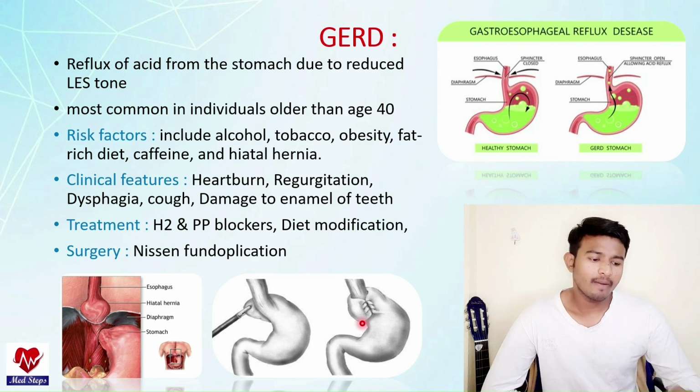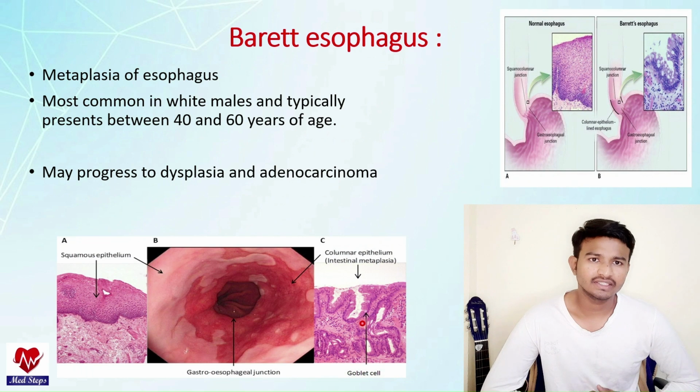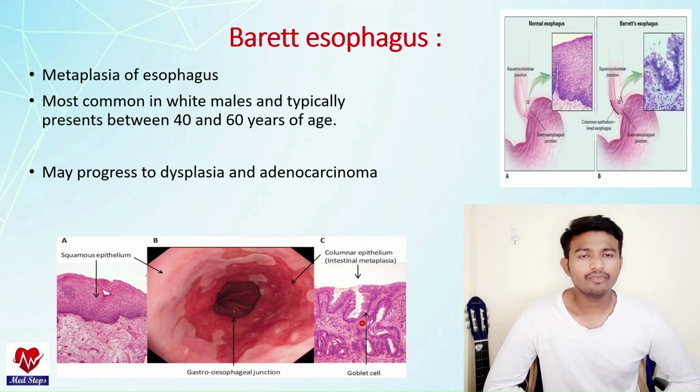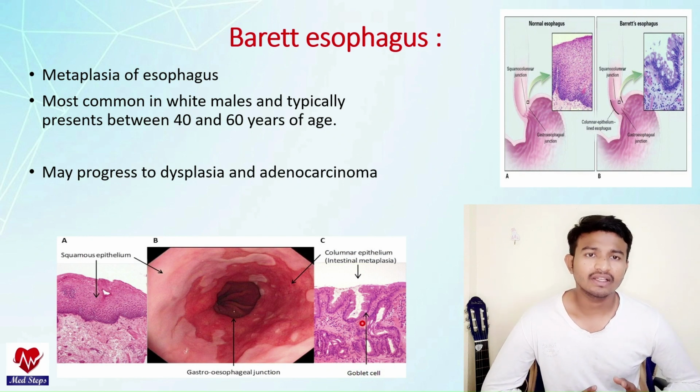Next, Barrett esophagus. In this disease, if a person has long-standing reflux disease, then that person can develop Barrett esophagus. In Barrett esophagus, what will happen? Metaplasia will happen. When the acidic content damages the esophagus part, that part will undergo necrosis. Because of that necrosis, metaplasia happens. Metaplasia means the cells are replaced.